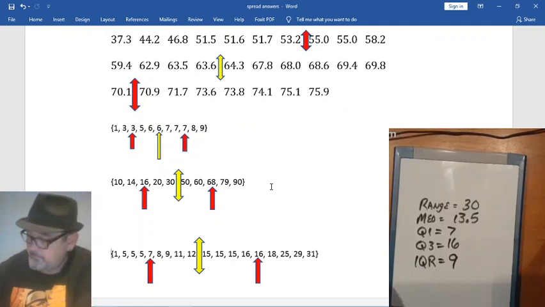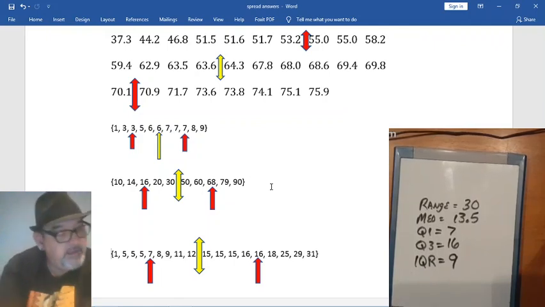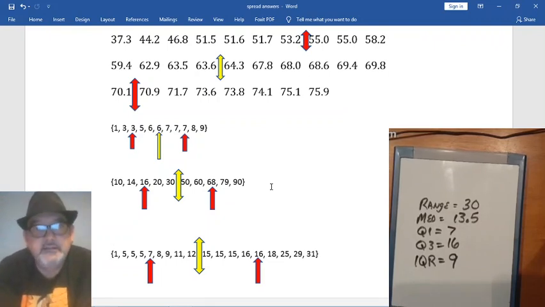Pretty simple. I think once you practice doing it a couple of times, it becomes a little bit easier. Just keep in mind what you have to do if the median is in between two numbers. You just take the average of those two. You add them both together and then divide by 2, and you should be good to go.